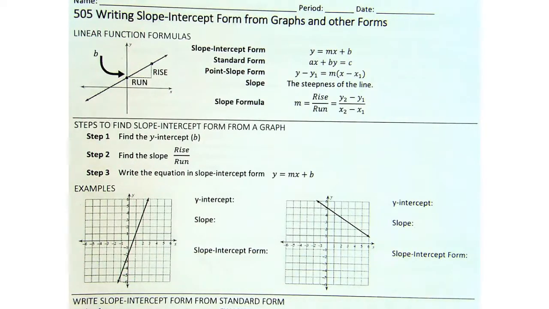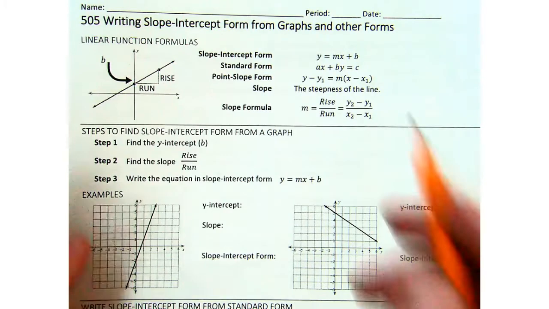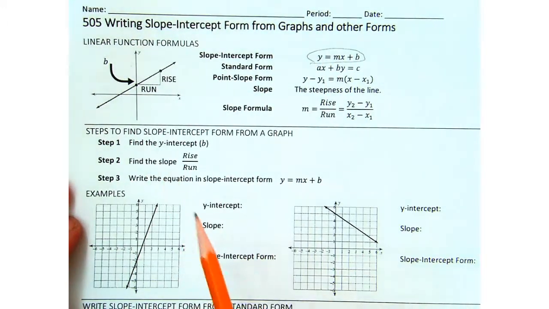Writing slope-intercept form from graphs and other forms. Today we will write the slope-intercept form from graphs, from the standard form, and from the point-slope form. This is the slope-intercept form, y equals mx plus b.